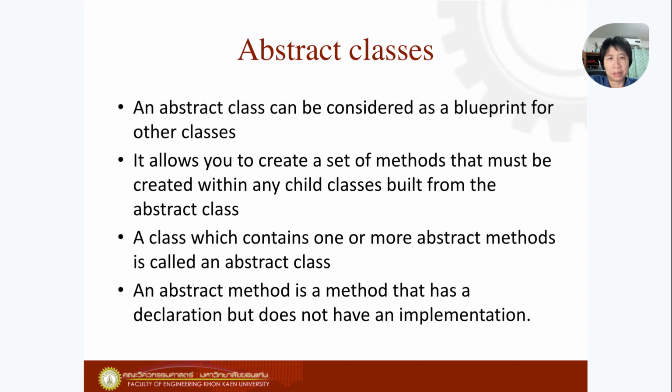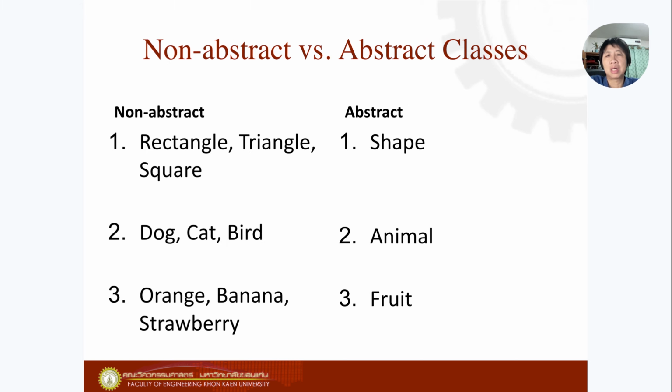What is an abstract method then? An abstract method is a method that has a declaration but does not have an implementation. So let's see the example here. On the left hand side, there are examples of non-abstract classes. Non-abstract class means a class that we actually can create objects from, right? We can create rectangle, triangle, and square, right? But we cannot create shape.